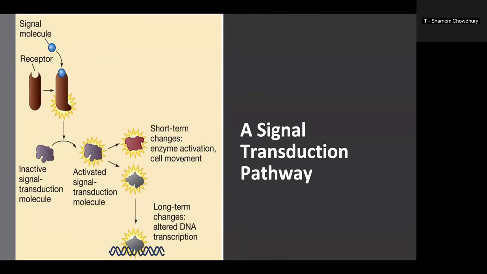All right, so sorry, signal transduction pathway. A signal molecule binds to a receptor. The receptor can then activate another signal transduction molecule, which causes both short-term changes and long-term changes. Examples of short-term changes: it can activate or inactivate certain enzymes. Examples of long-term changes: it can alter DNA transcription as a whole, so that any future cells, once it replicates, has that DNA transcription.